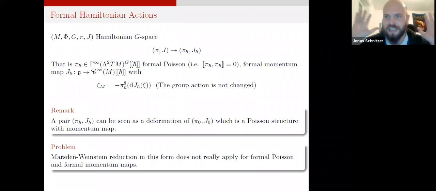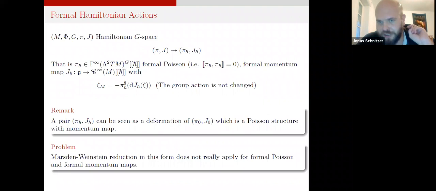Okay? And to do the same with the moment map, I take a moment map which takes values in the smooth functions and formal power series in it. As I said, I have something to do with quantization, so my formal parameter is called H bar, which I will probably explain in the very end why I called it H bar. And what I want to say is that if you have a Hamiltonian G space, you just replace the data Poisson with moment map, with formal Poisson and formal moment map. And what you get is a formal Hamiltonian G space.